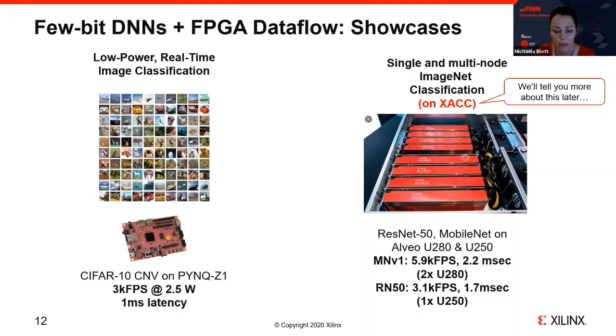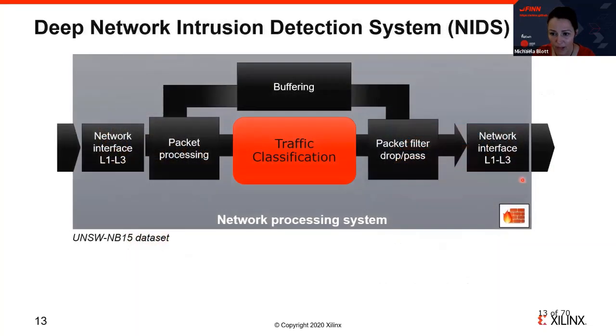with 1.7 millisecond latency. Our most recent example is one from network intrusion detection in wired and wireless telecommunication systems. You'll actually work with a version of this in the hands-on part later on. Here's a block diagram of your typical system, which consists of a packet processing pipeline with a network interface on the input and the output. Packets come in, they go through the packet parsing block, which feeds into the traffic classification block. This is where the DNN sits, followed by the packet filter, which will either drop or pass the packet.